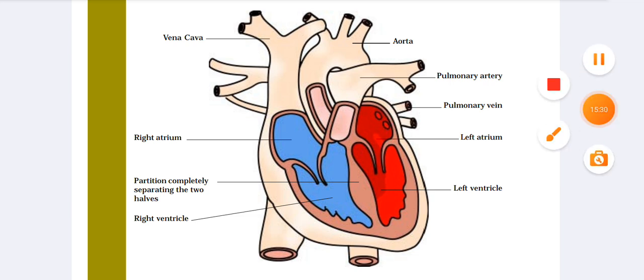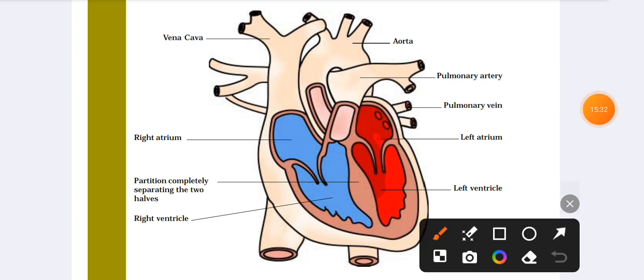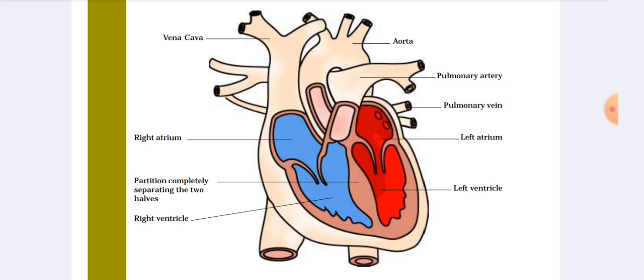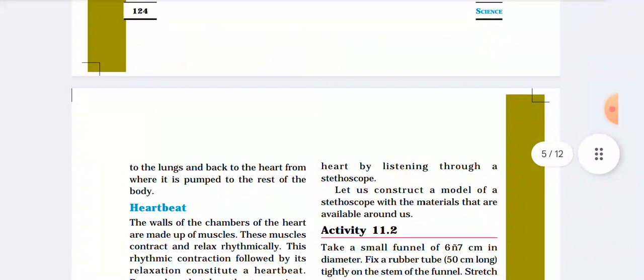A heartbeat is the continuous relaxation and contraction of heart muscles. Like this is the relaxation and this is the contraction. If it continues like this, it will cause a beat in the heart or in the chest cavity.